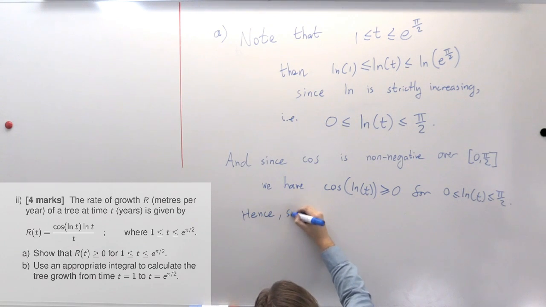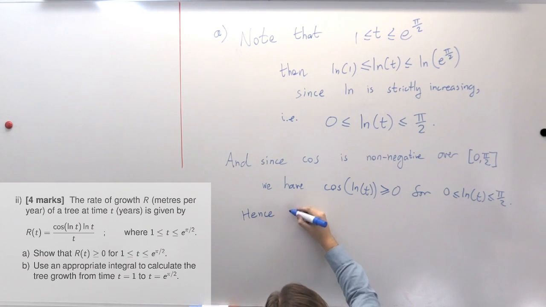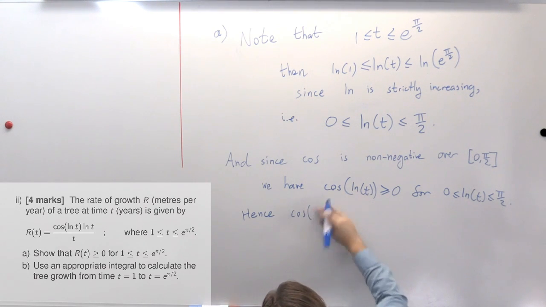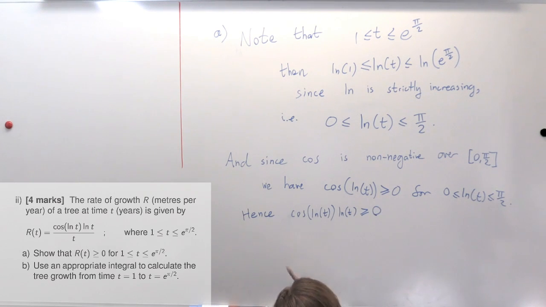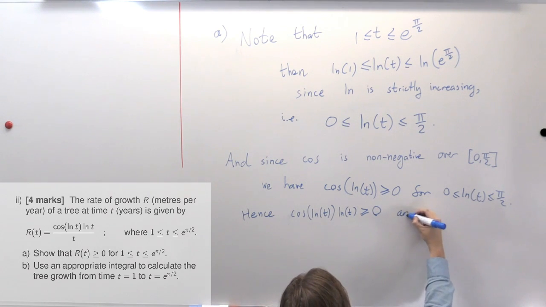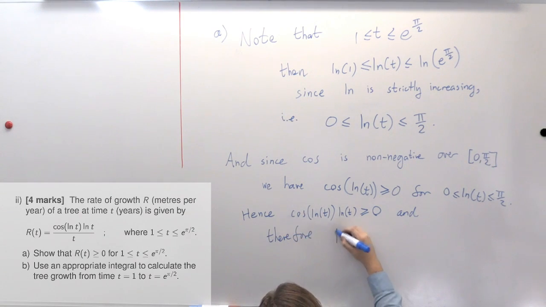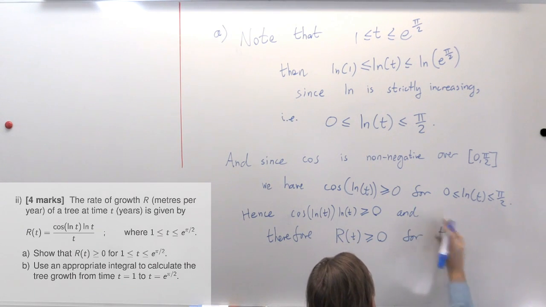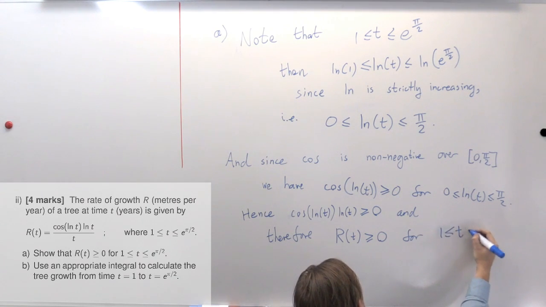Hence, what do we have? The cosine term will be greater than or equal to 0. The log term will be greater than or equal to 0. So this is definitely greater than or equal to 0. And therefore, you have that r of t is greater than or equal to 0 for t between 1 and the exponential.